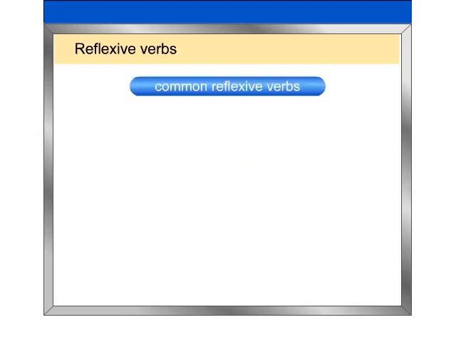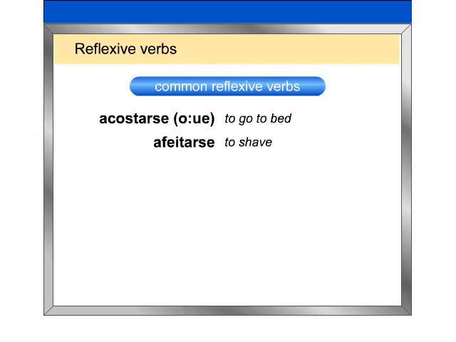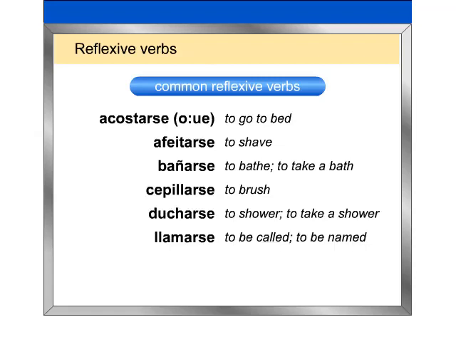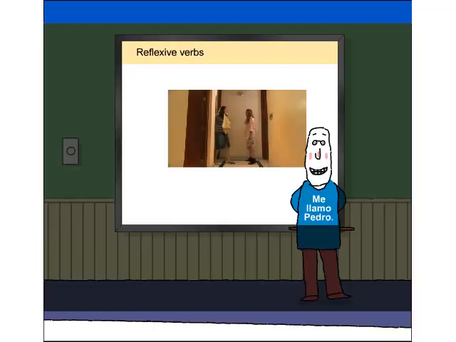Here are some common reflexive verbs. Acostarse, afeitarse, bañarse, cepillarse, ducharse, llamarse, ponerse, vestirse. Now let's watch some examples in the fotonovela.